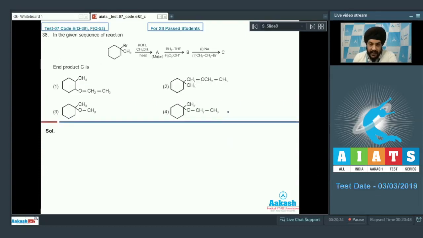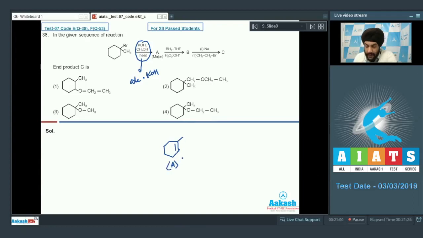Question number 38. In the given sequence of reaction, we have been given a cyclic alkyl halide which is allowed to react with KOH, MeOH, heat. So this is the alcoholic KOH condition, students. This will lead to the formation of an alkene. So the compound A is going to be a Zaitsev alkene which is represented by this structure.